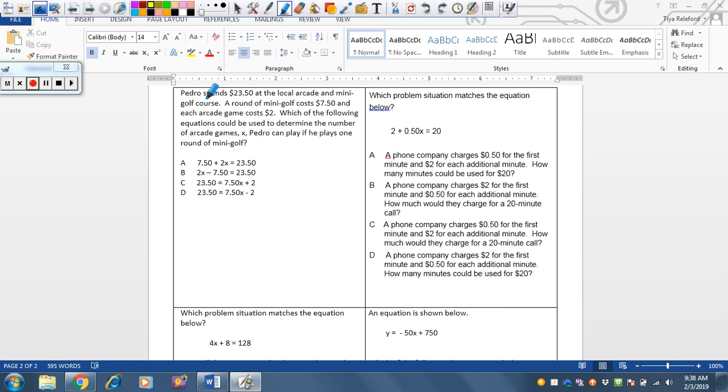Pedro spends $23.50 at the local arcade and mini golf course. A round of mini golf costs $7.50 and each arcade game costs $2. Which of the following equations can be used to determine the number of arcade games X Pedro can play if he plays one round of mini golf?